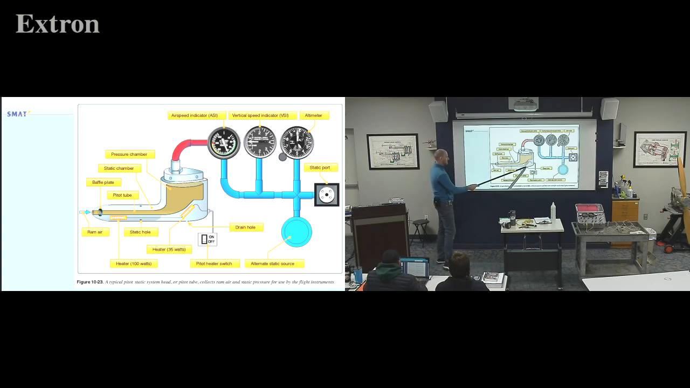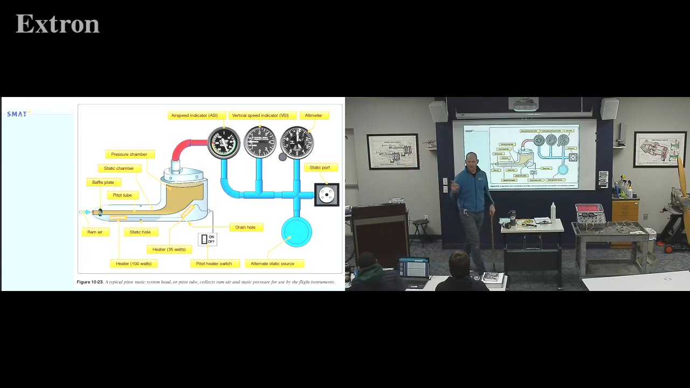That should be connected up into here. That drawing, FAA. So this essentially is going to be connected up into there to drain any moisture out of there. So ram air is coming in. There almost always are heaters in our pitot tube because we don't want moisture to get in there and freeze. So there'll almost always be electrical connections to our pitot tube.